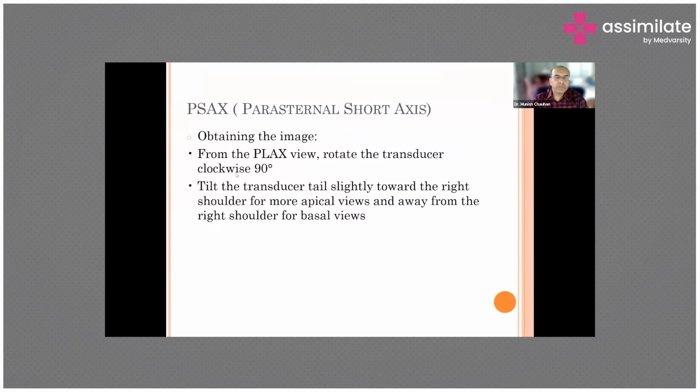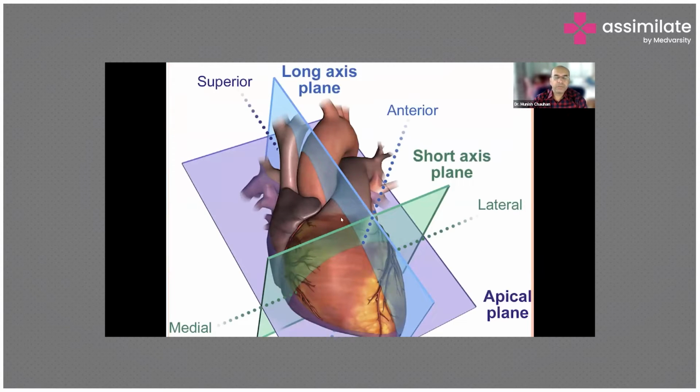So this is a short axis. So we go to the right shoulder, get a more apical view. And so if we move towards the right shoulder, we go towards the apex. If we move a bit away from the right shoulder, we get the base of the heart view. This is the short axis.